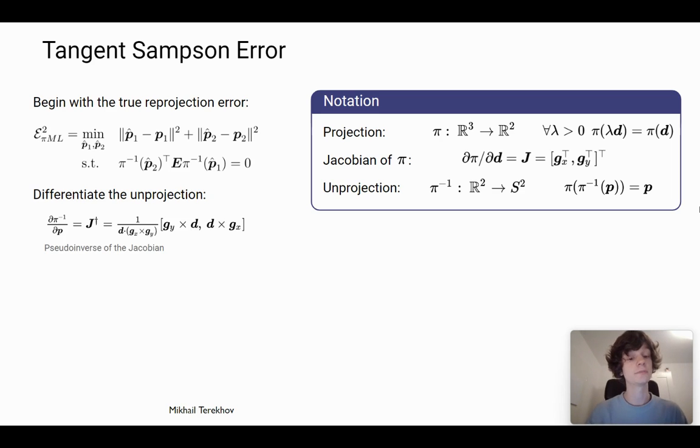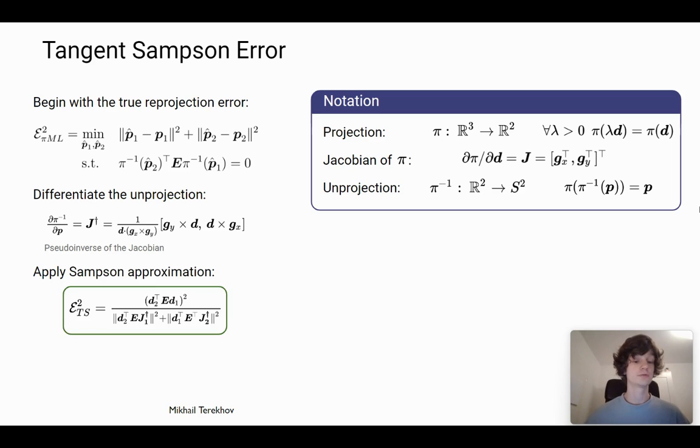Now, as we show in the paper, this problem can be solved using the inverse mapping theorem. And the Jacobian of the unprojection can be derived as a short formula from the Jacobian of the forward projection. And with this formula in hand, we can apply the Sampson approximation to our true reprojection and get the error that we call the tangent Sampson error.